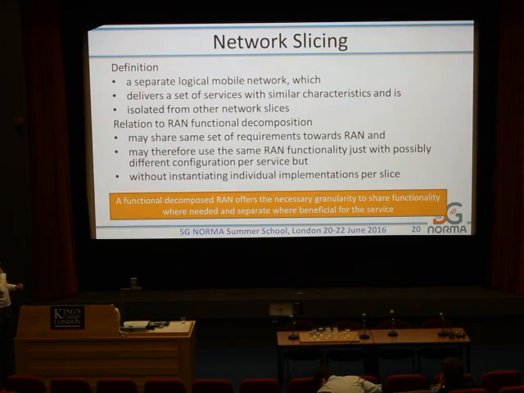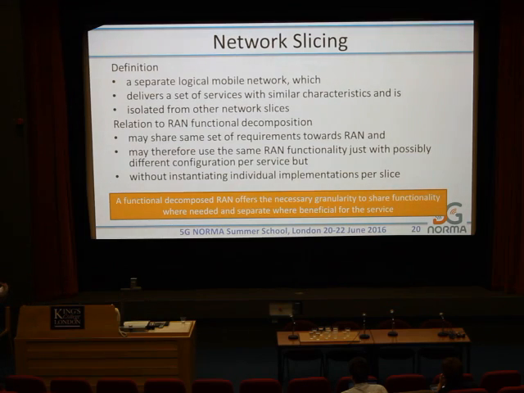So what is network slicing? A network slice is a separate logical network. It delivers a specific set of services and characteristics, and that's important, it's isolated from other network slices. So isolation is a very important issue or benefit. That's why you want to do it. In the end, you want to have networks that, in the state of the art, run on separate hardware, to be run on the same platform while being as separate as if they were run on separate hardware.